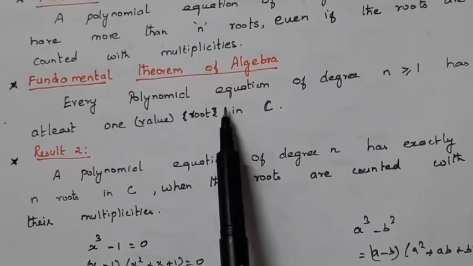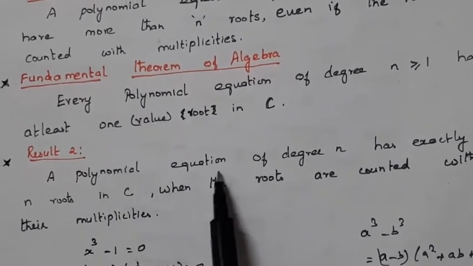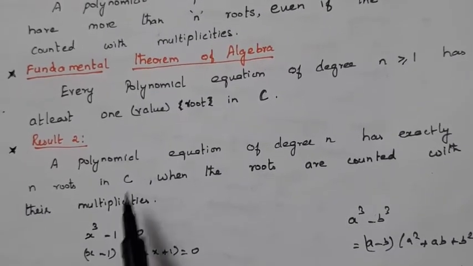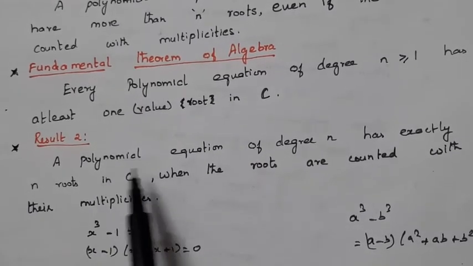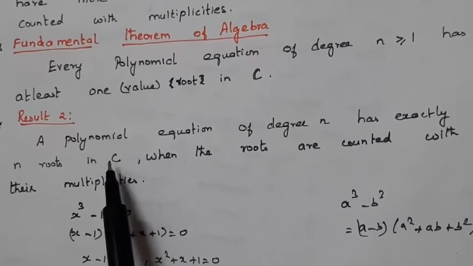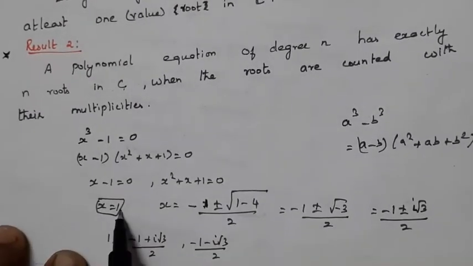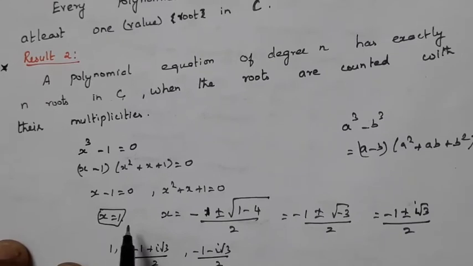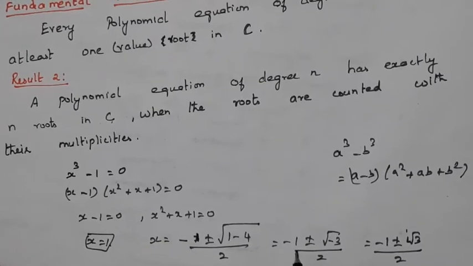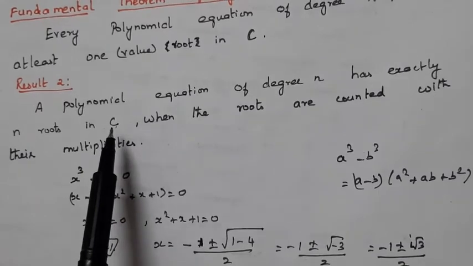Now one more result is there, combining these two. We can say that a polynomial equation of degree n has exactly n roots in C when the roots are counted with multiplicity. So a polynomial equation of degree n has exactly how many roots? n roots in complex numbers. Why have they given C instead of R? R is a subset of C. So even though some roots are real and some are imaginary, instead of saying that partly the roots are real and partly imaginary, we can say that all the roots belong to the biggest set, the complex numbers C.